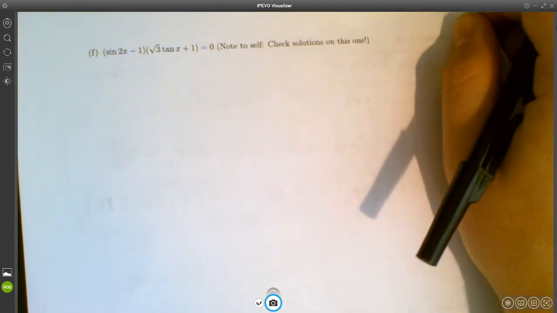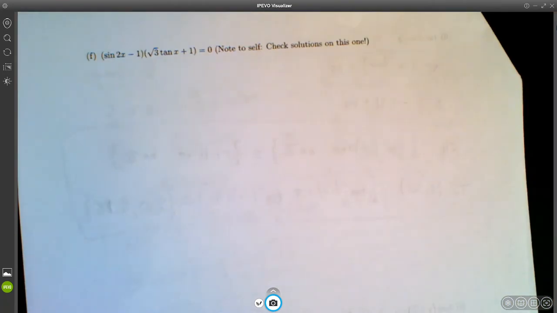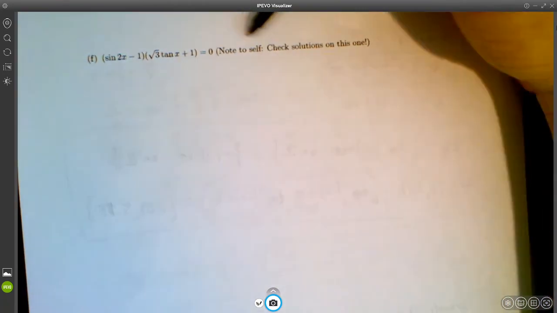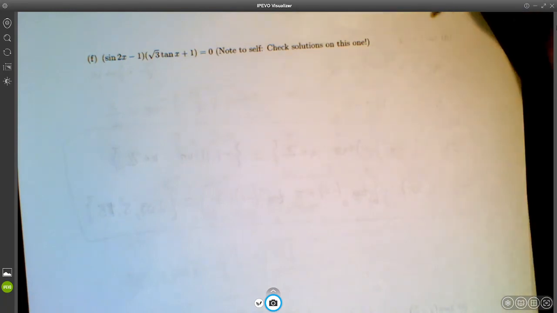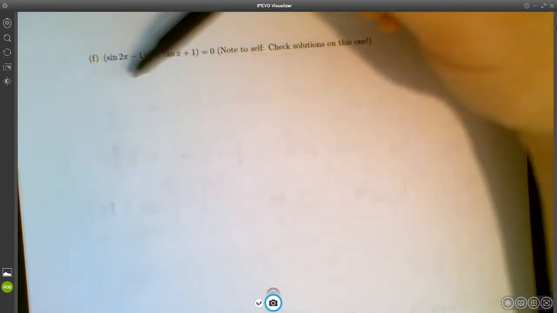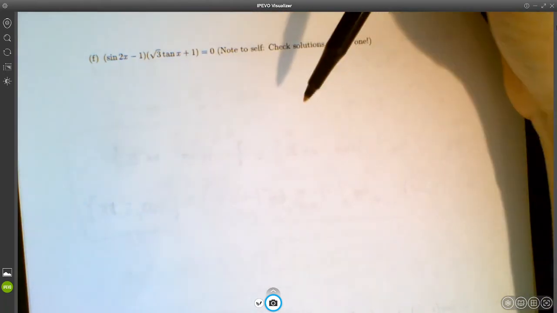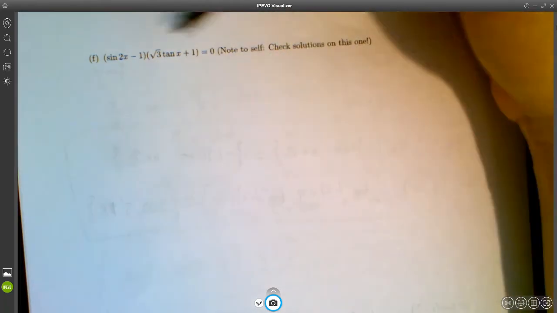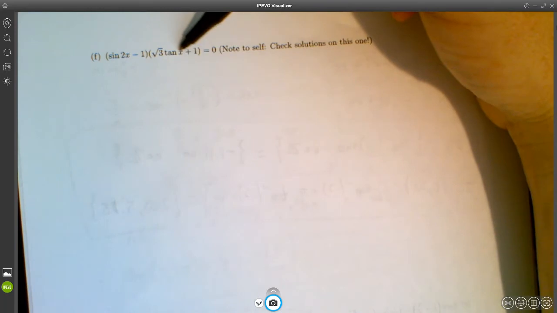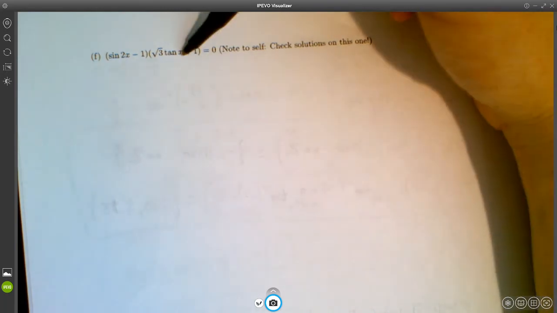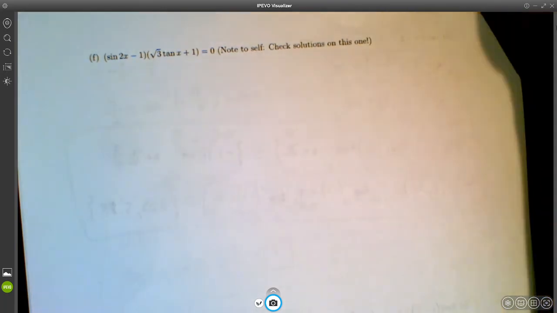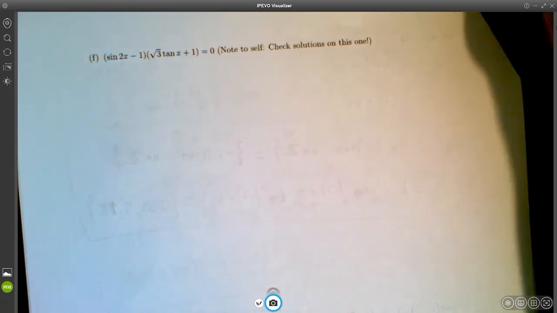So I've got one, sine 2x minus 1 times root 3 tangent x plus 1 equals 0. And I'm saying note to self, check solutions on this one. Remember that the tangent function has some domain issues. There are places where the tangent function is undefined. So if we solve this thing and we get something like x equals pi over 2 as a possible answer, well, it can't be an answer because tangent of pi over 2 is undefined. There's an asymptote there, right?